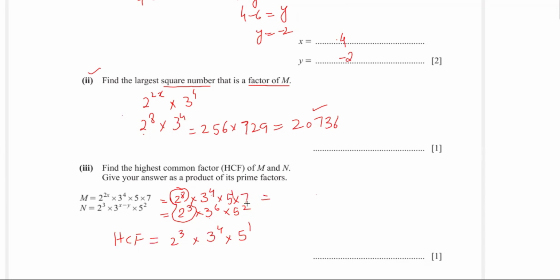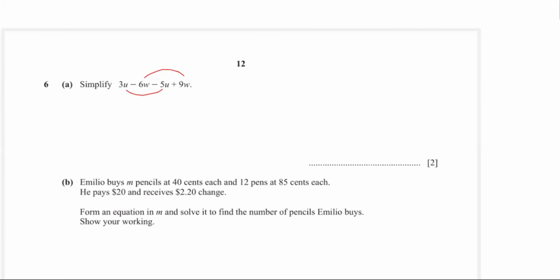And you see here the 7 is not common between m and n, therefore we do not write it. Now 2 power 3 is 8, 3 power 4 is 81, into 5, and this value will be equal to 40 into 81, and that's equal to 3240.